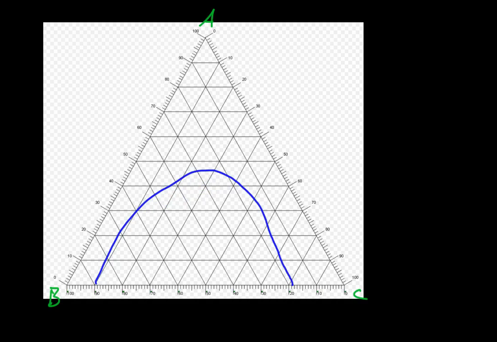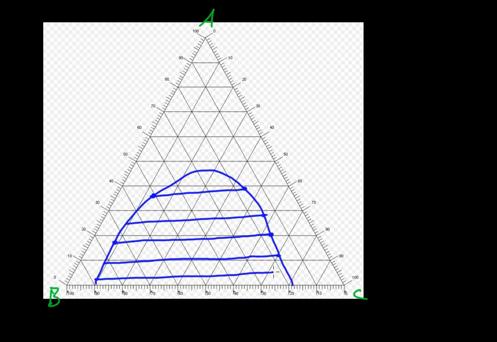So let's also add the tie lines. And the tie lines are what they sound like. They just tie things together. So this point right here corresponds to that point right there. And you can only get this from experimental values. There are no nice equations you can use, and that's usually why you have to use a triplot or a triangle diagram. And these are tie lines.